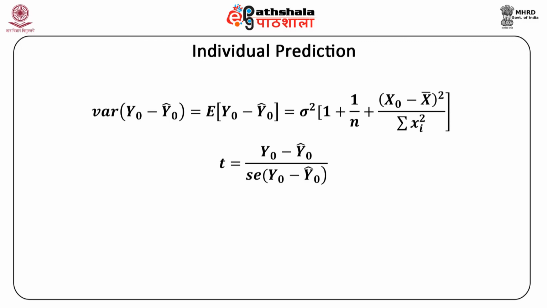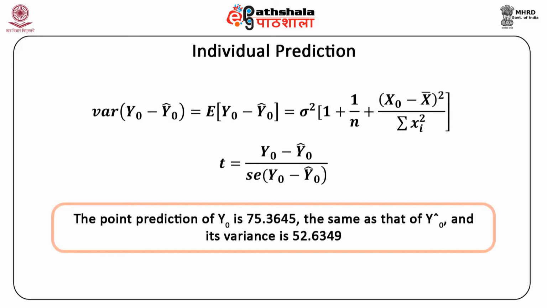Continuing with our consumption income example, we see that the point prediction of y0 is 75.3645, the same as that of y0 hat, and its variance is equal to 52.6349. Therefore, the 95% confidence interval for y0 corresponding to x0 equal to 100 is seen to be: y0 given x0 equal to 100 is greater than or equal to 58.6345 but less than or equal to 92.0945.